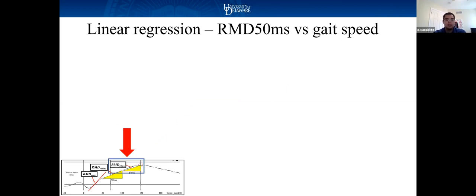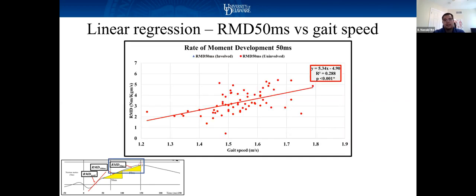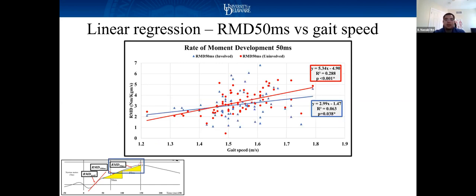We will start off by looking at our results during the last 50 milliseconds prior to peak knee flexion moment. Here on the x-axis, we have each participant's gait speed graphed against the rate of moment development normalized to body weight and height on the y-axis. In red, we see a positive relationship in the uninvolved limb, demonstrating that gait speed explains approximately 29% of rate of moment development. However, in blue, for the involved limb, we see a much weaker association between gait speed and rate of moment development. You can see this through the spread of the data points, and in the involved limb, only 6% of the variability in rate of moment development was explained by gait speed.